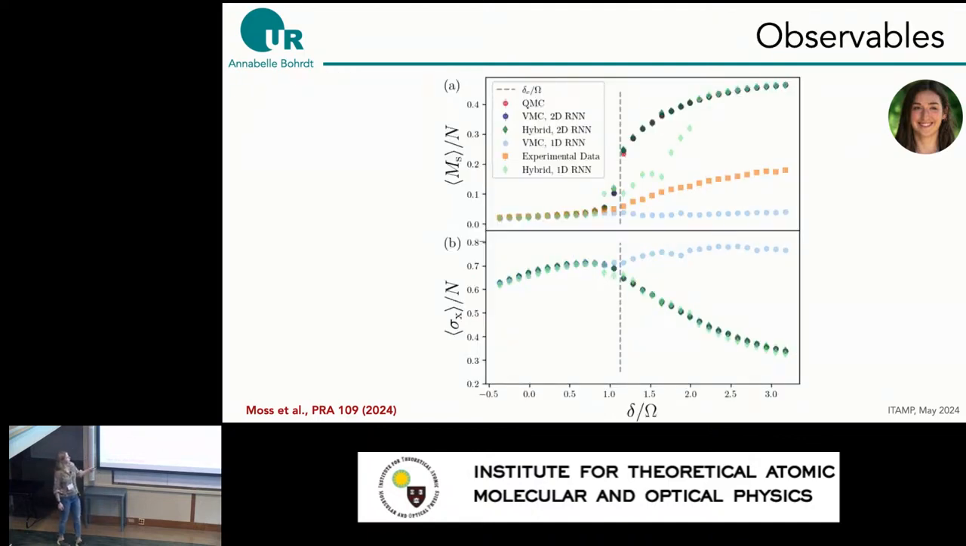You can also look at observables, and the same thing holds true here. If you look at, for example, the staggered magnetization or the expectation value of sigma x, in all of these cases you see that you do much better with the hybrid approach. Also compared to, for example, the experimental data, which is down here, and variational Monte Carlo, which is down here, which is really bad.